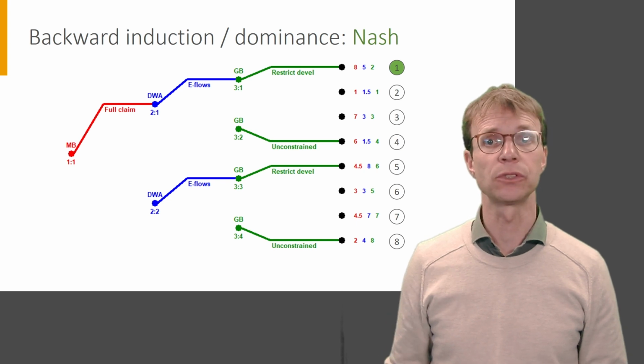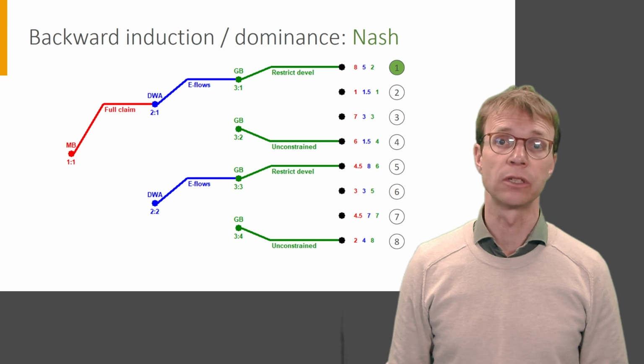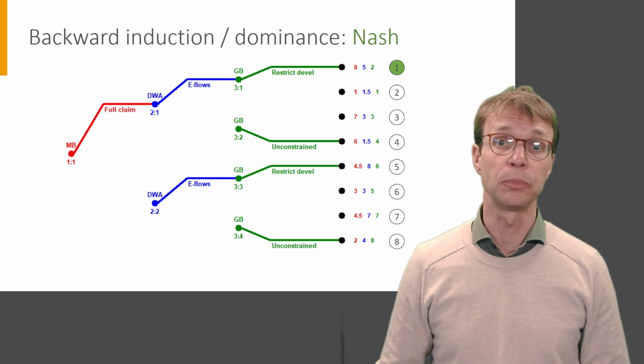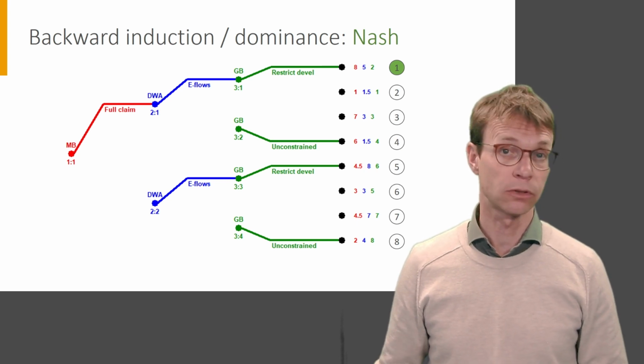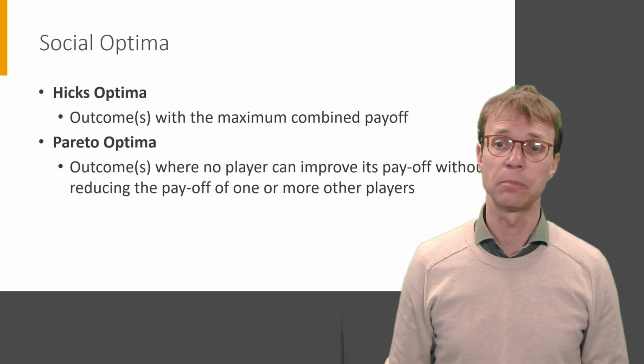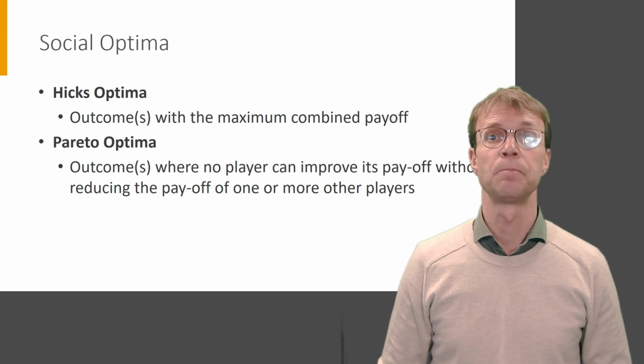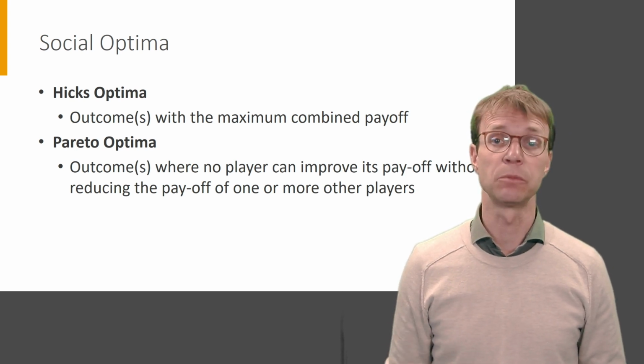But is this also socially the best possible outcome? If not, we may want to consider a policy intervention to improve the expected outcome for this situation. Two social optima have been defined by Pareto and Hicks. Chapter 6 of the book explains both, but we will look at the Hicks optimum here.